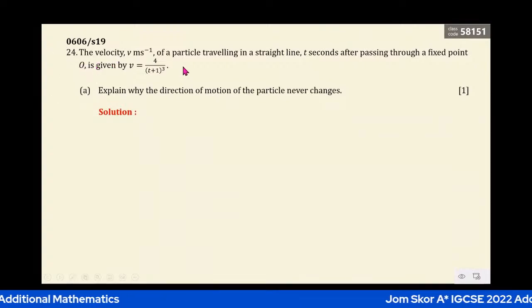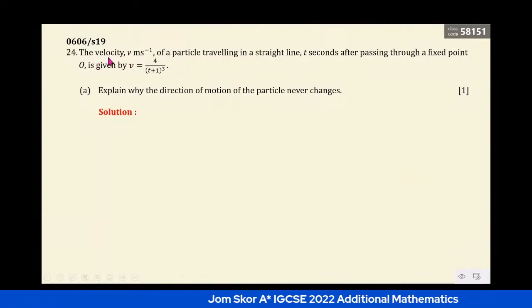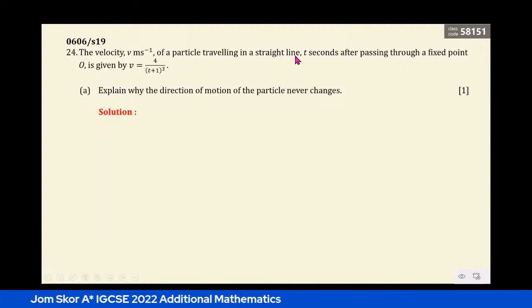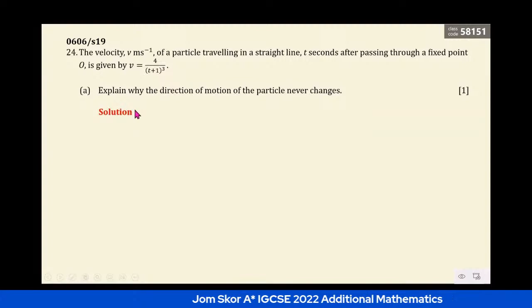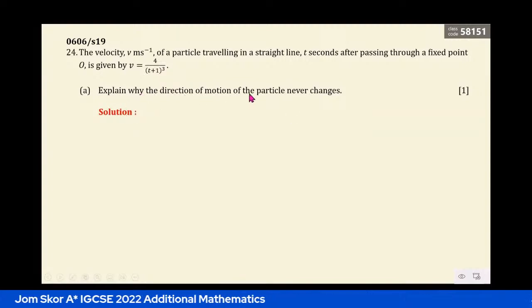Alright. So this is for kinematics. The velocity of the particle traveling in a straight line. The function given v is 4 over t plus 1 cube. Okay. So the first question stated that explain why the direction of motion of the particle never changes.